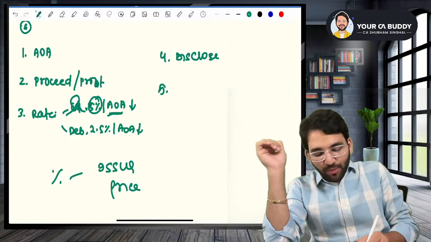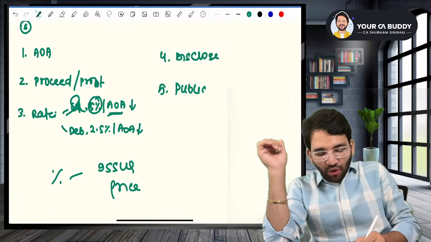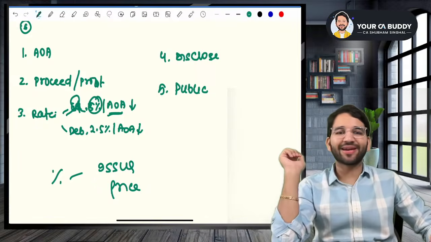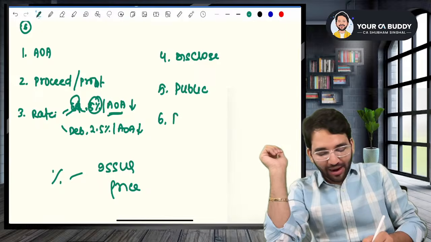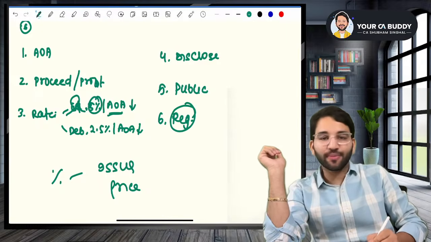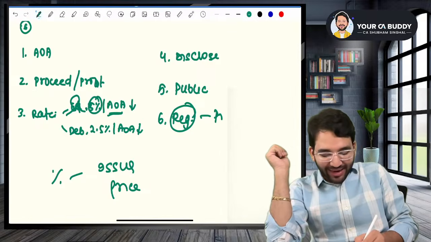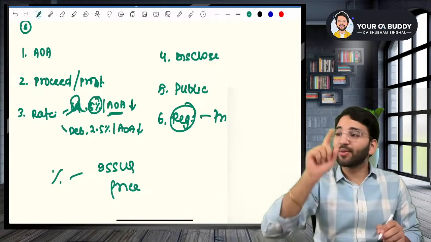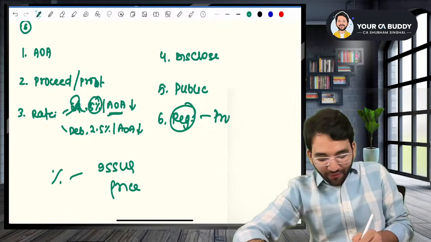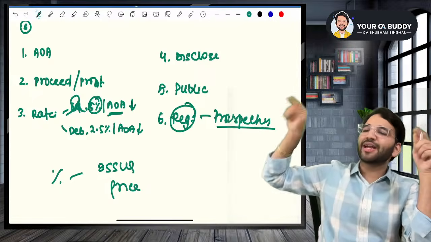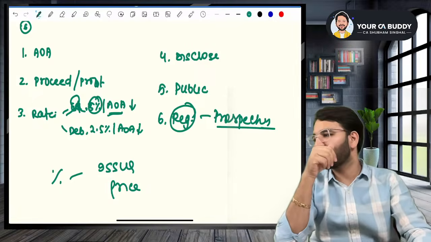Point number 5, listen to me very carefully. It should not be an offer which is not made to the public. That is, in case of private placement, you do not get to pay underwriting commission. And the last one, you will have to file the underwriting agreement with the ROC for registration. When will you file it with the ROC? This will come in an MCQ. You will have to file it along with the prospectus. When you send the prospectus, along with that you will have to send this underwriting agreement.